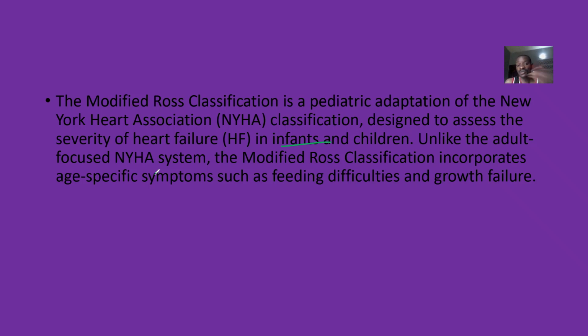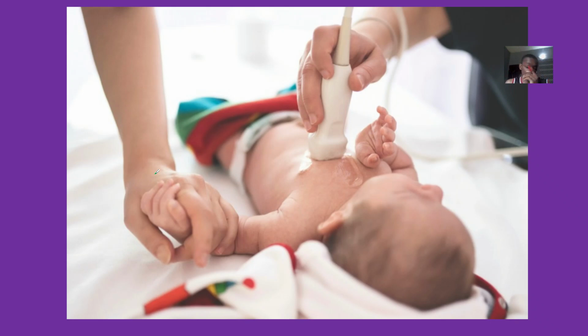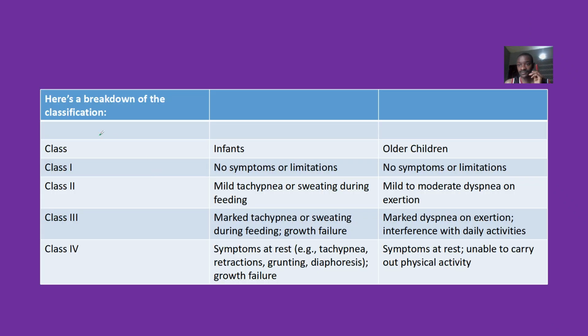All right, so let's pick this one up. So this is it, based on severity. We look at the classes, we look at how it can affect infants, and how it can affect older children too. So class 1, there's no symptoms or limitation in infants. In older children too, no symptoms or limitation.